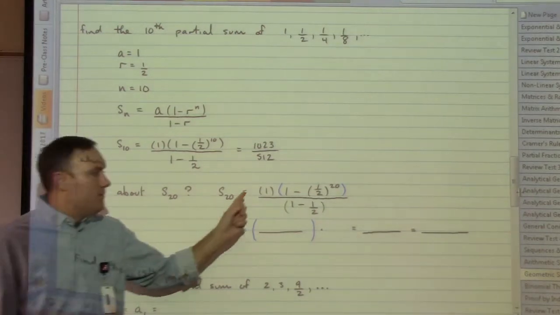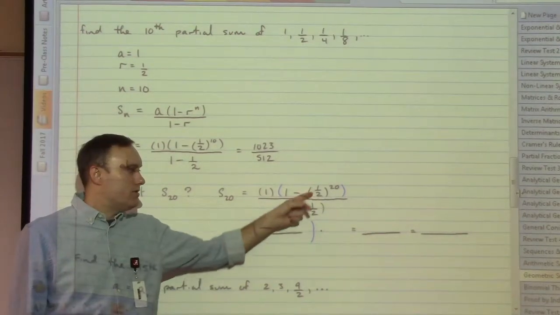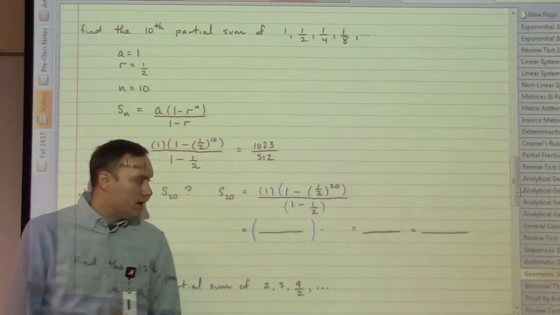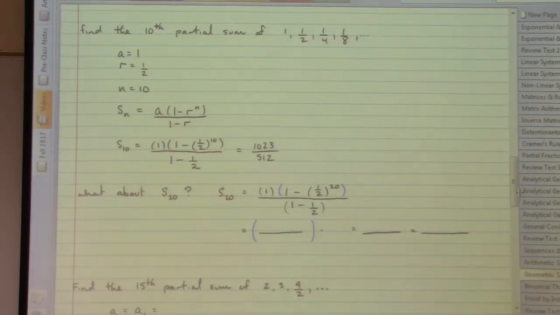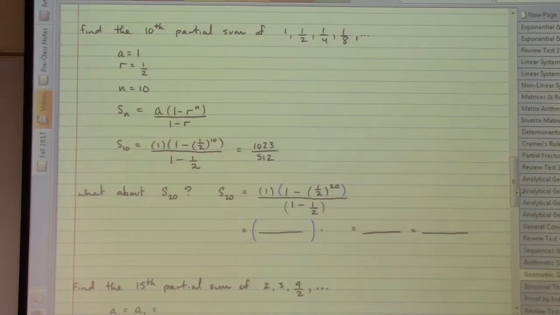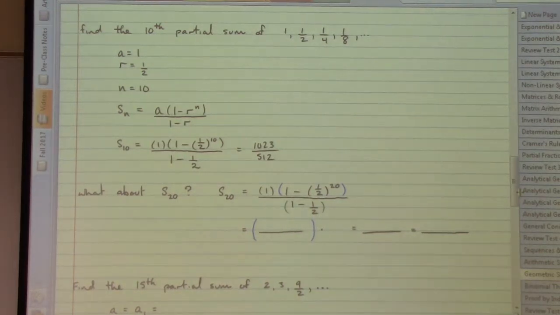20th partial sum means I would still use the same first term, still use the same common ratio in both of those spots, but now I've got a power of 20 showing up there. So what we could do is tweak things a little bit. I have color-coded that top set of parentheses in blue. There is a way for me to be a little clever about what I come up with so that I can try to use my calculator to the most advantage.